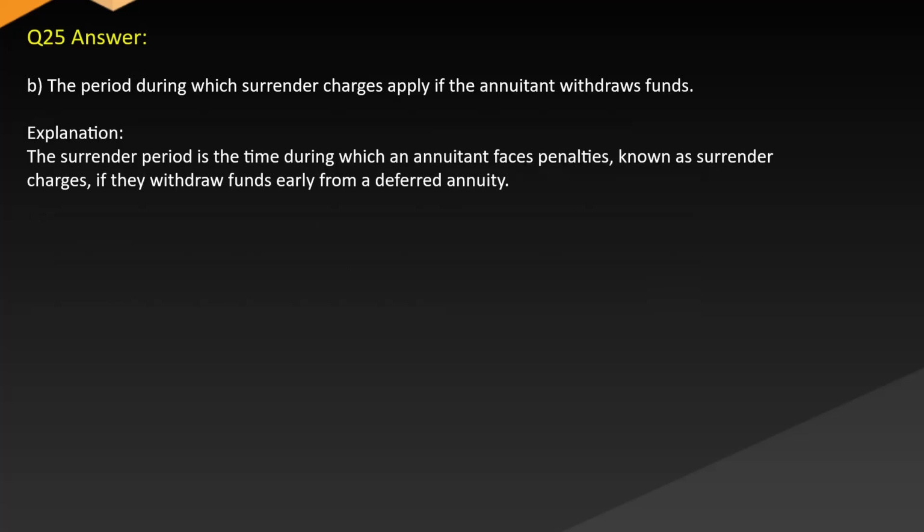Answer: B. The period during which surrender charges apply if the annuitant withdraws funds. Explanation: The surrender period is the time during which an annuitant faces penalties, known as surrender charges, if they withdraw funds early from a deferred annuity.